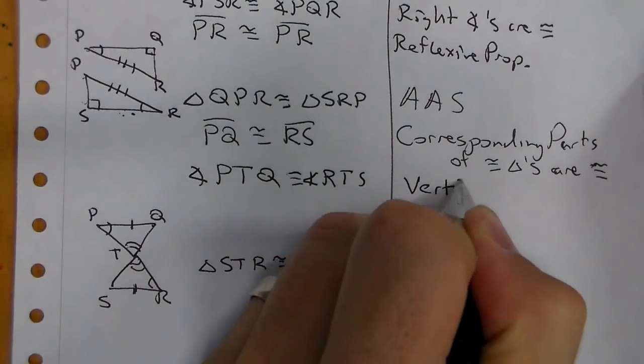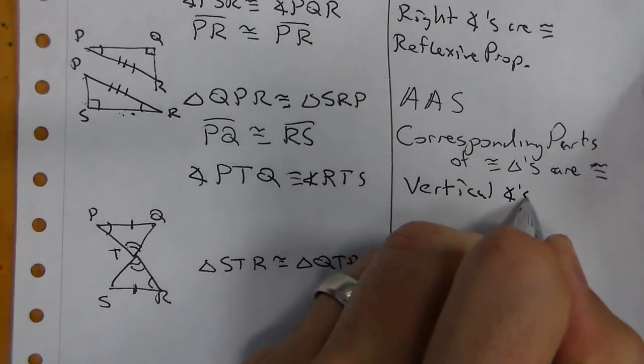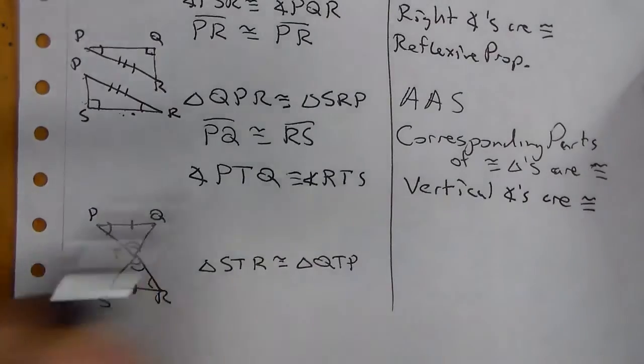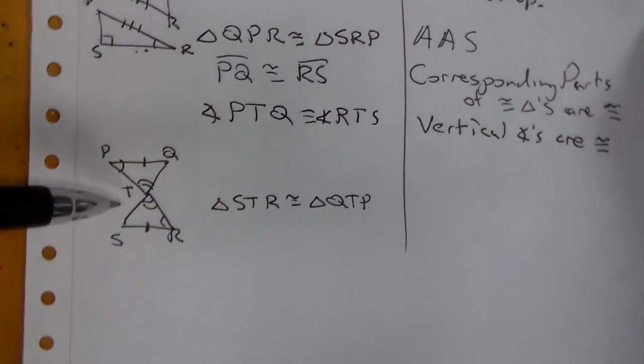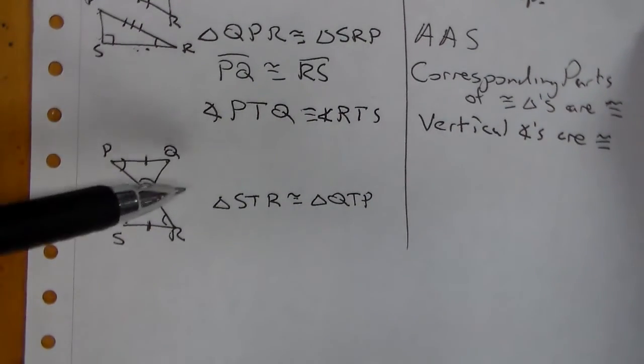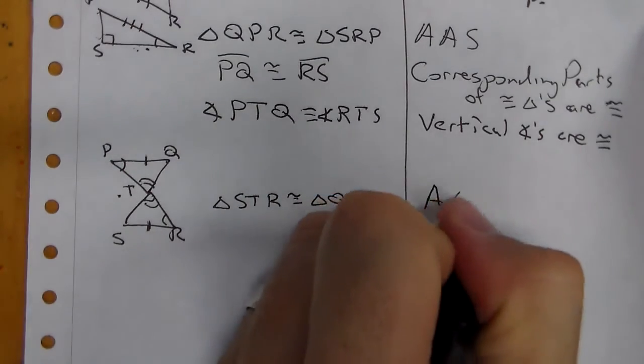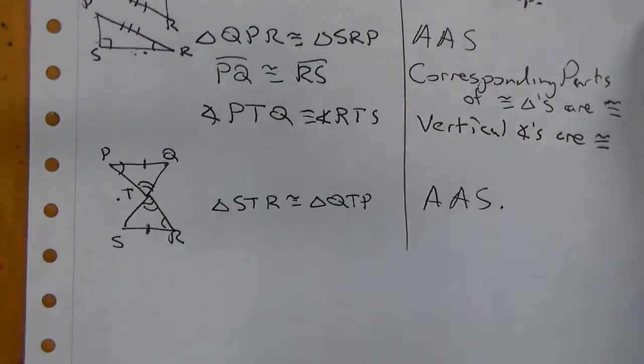Because vertical angles are congruent. Now with that, I can look at my two triangles and say they are in fact congruent by angle, angle, side.